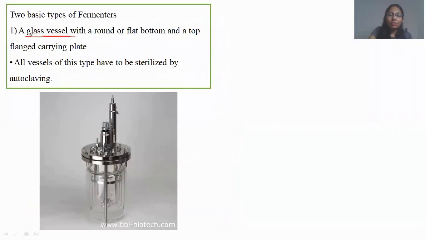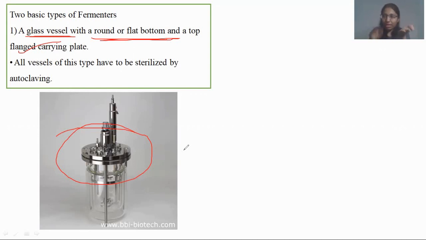Number one is the glass vessel with a round or flat bottom. You can see this glass vessel reactor, which has a round bottom, or you can say a flat bottom. But this top lid is a flange carrying plate. It is made up of stainless steel only. Now this glass surface and the top is steel. We will see the sealing process in the slides once we are done with all the material.